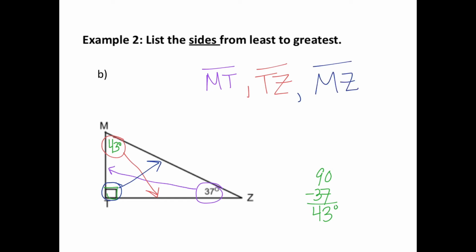So that's side MZ. One thing to consider when we have right triangles, the hypotenuse, the side opposite that 90 degrees, should always, always, always be your longest side because the 90 degree will always be the largest angle. So the side opposite that, the hypotenuse, will always be the longest side of the triangle.